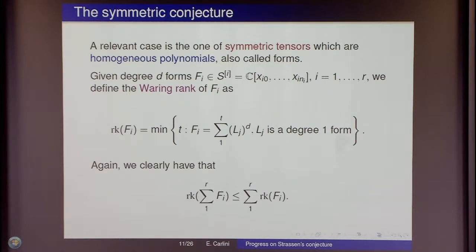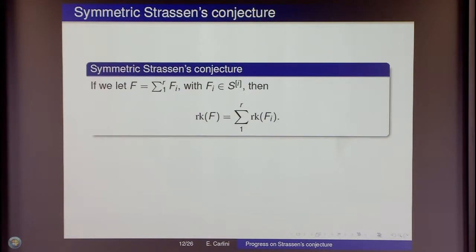And then, again, clearly the number of powers you need to write the sum of the Fi is at most the sum of the numbers of powers you need to express each one, and you want to know if you can do better. Can you reduce the number on the right, or are they equal? And the symmetric version of the Strassen conjecture is basically telling you that if you have homogeneous polynomials of degree d in independent sets of variables, then the rank of the sum is the sum of the ranks. You cannot do better.